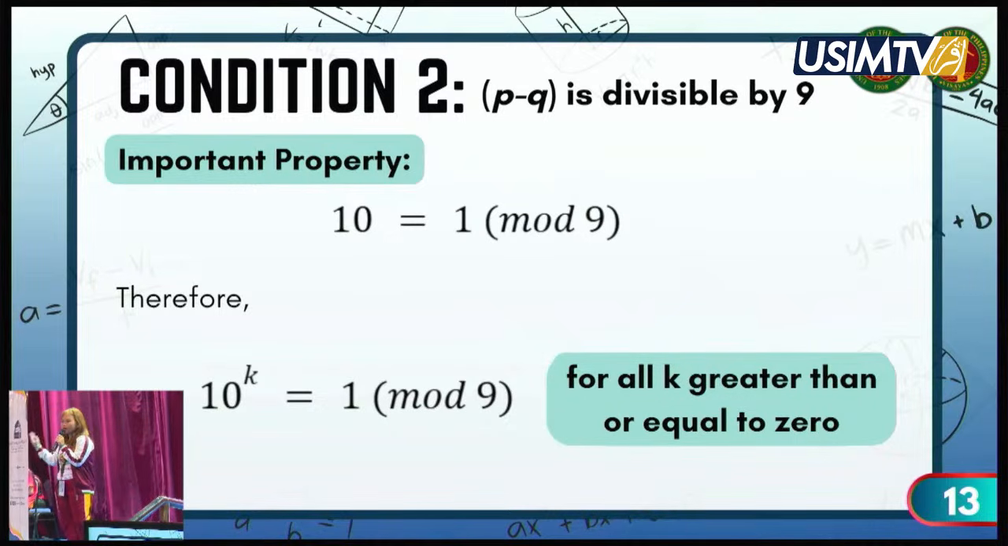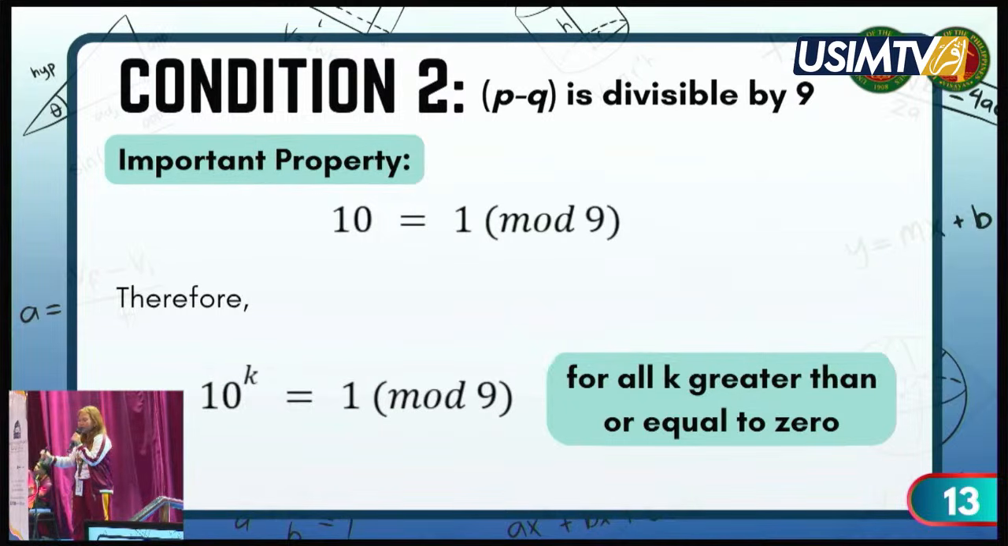Now, if we take the difference of P minus Q, the digits eventually line up into inverse positions, and we apply the property of 1 modulo 9. 10 is congruent to 1 modulo 9. What does that mean? It means that if we divide 10 by 9, we get a remainder of 1.